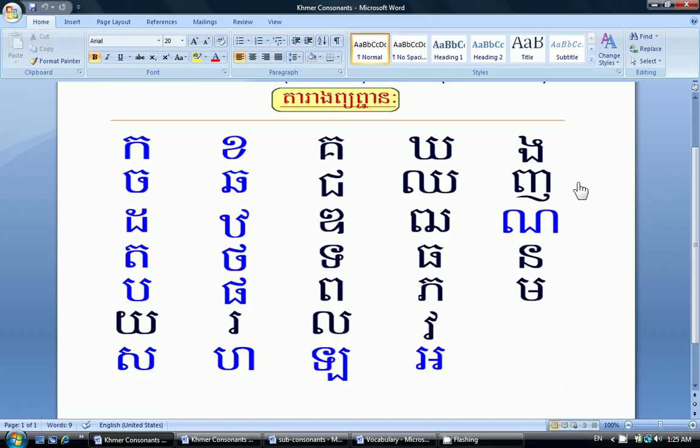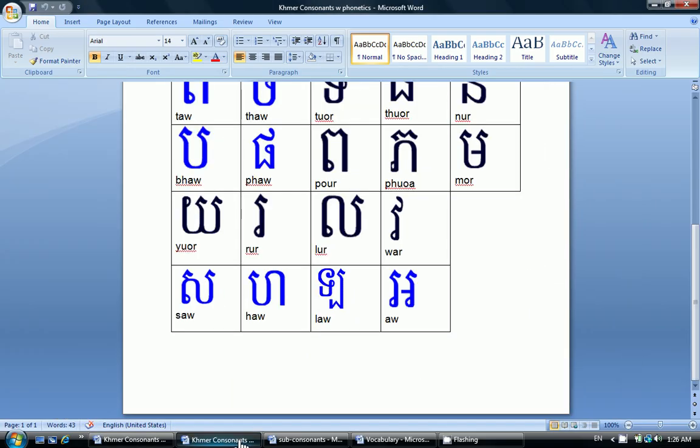The first 5 groups, or the first 5 rows, are arranged according to the articulation of the sound from the back to the front of the mouth. And the 6th group, which are the last 2 rows of the consonants, are the miscellaneous group. Let's look at the first 5 groups and the 6th group.